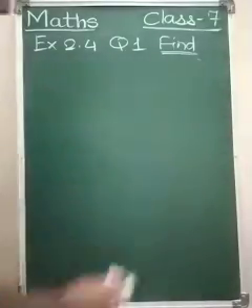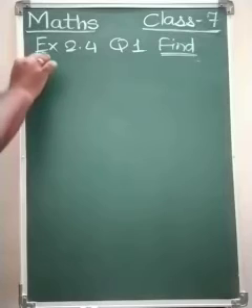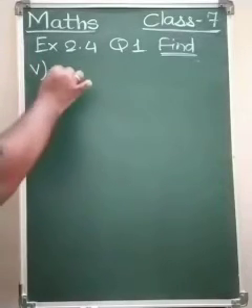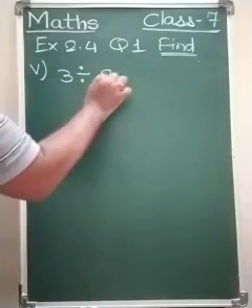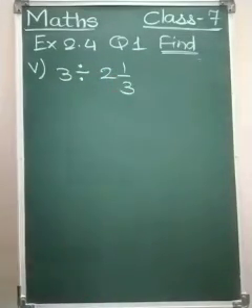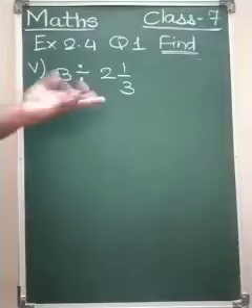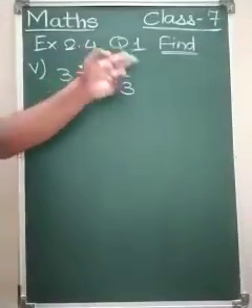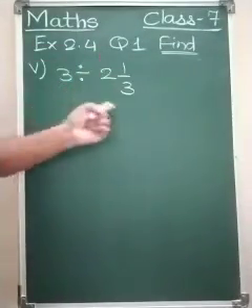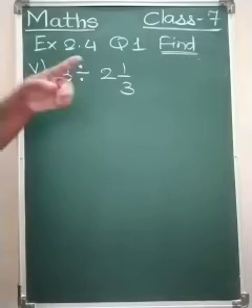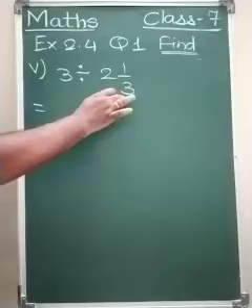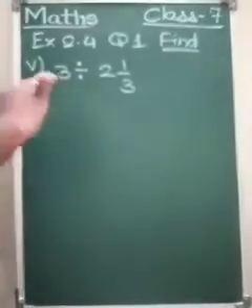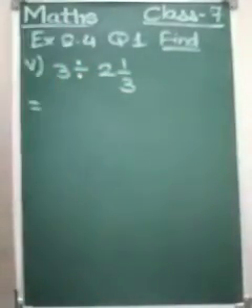Okay, fifth sum. What is the fifth sum? 3, a whole number, divided by a mixed number, 2 1 upon 3. Before doing the reciprocation, first we have to convert the mixed number into an improper fraction. Whenever you see a mixed number, let it be addition, subtraction, multiplication, division, first convert the mixed number into an improper fraction.